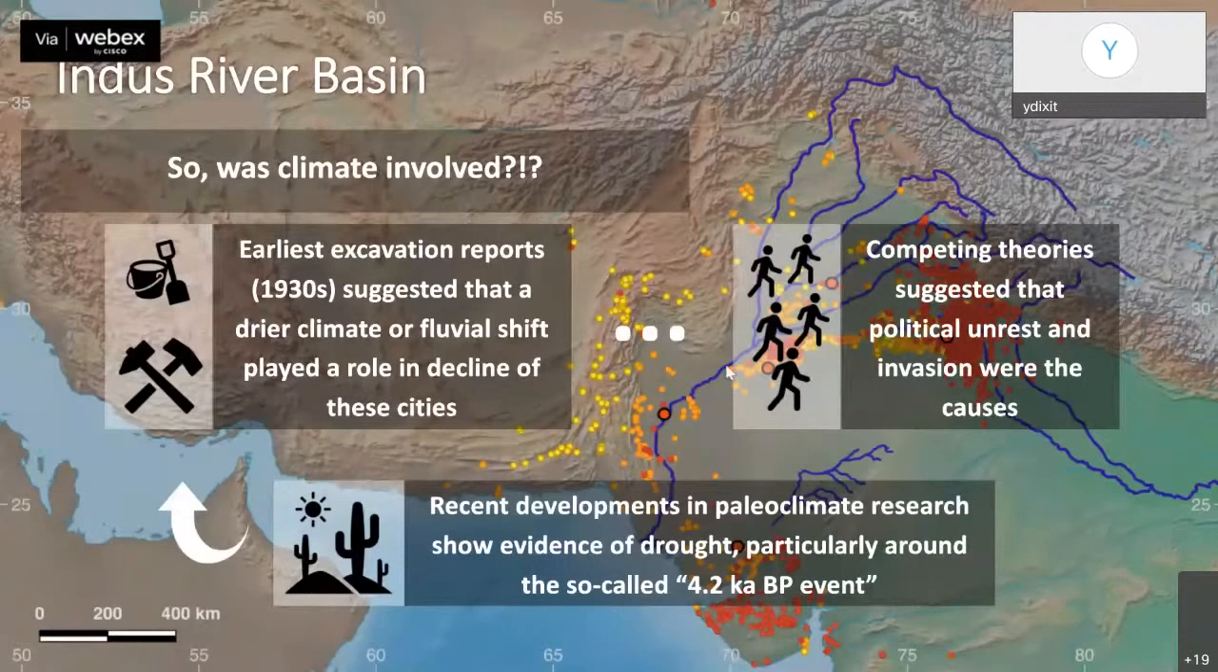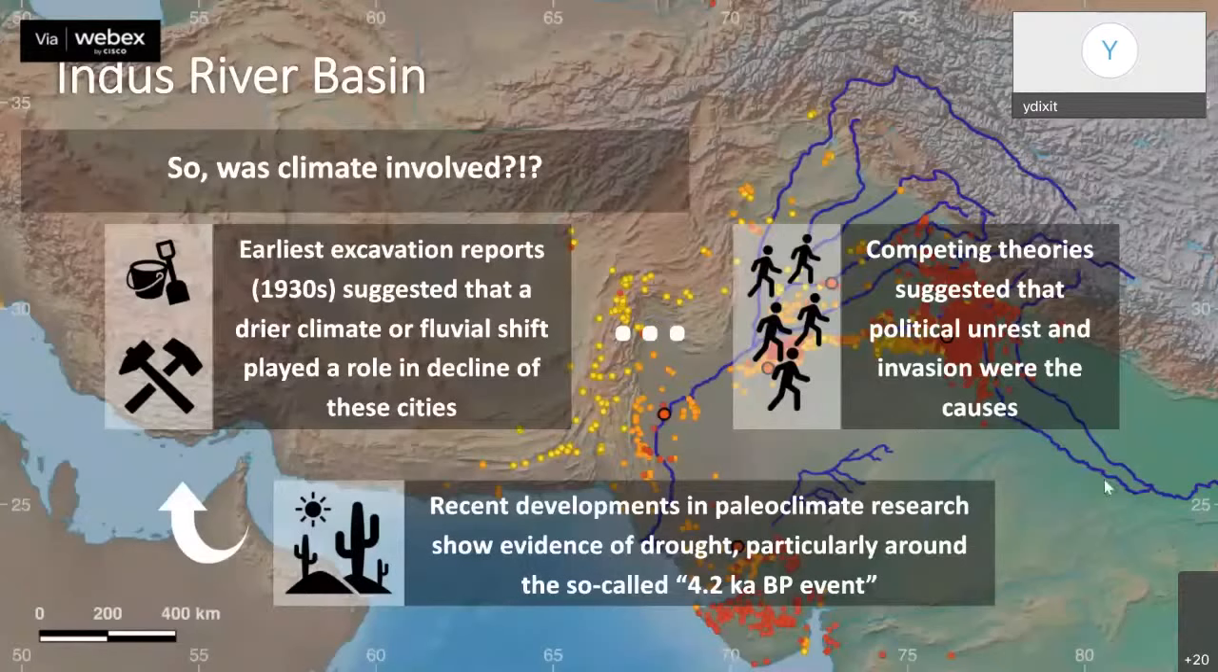rainfall was more. But recent paleoclimate research shows that yes, there was a drought, or a kind of drying, around that time, and the civilization tried, but for 200 years they could not cope with the drying climate, and then they started moving towards regions where they could find more rainfall, so they abandoned their whole urban life altogether.